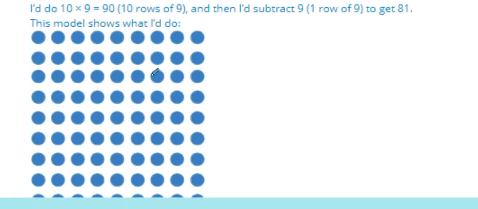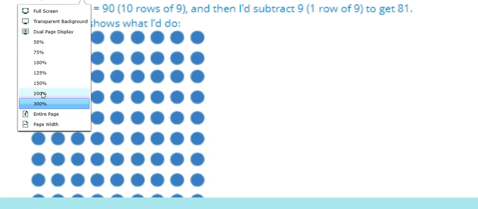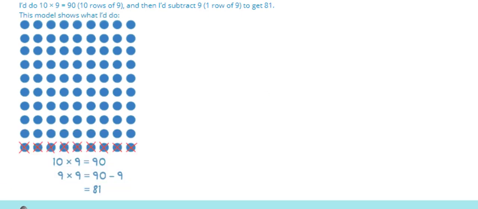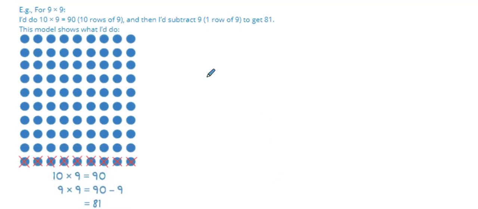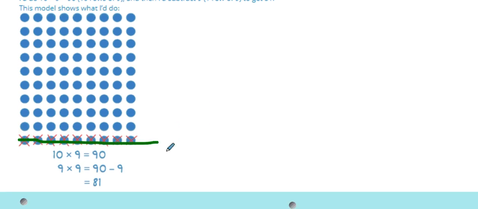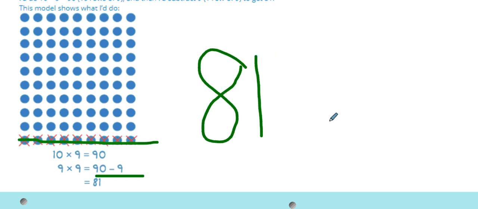Quickly, just let's look at this one. I think it's very similar to the one we did. So this person is saying for 9 times 9, they would do 10 times 9, 10 rows of 9, okay, because that's 90. Then they would just take one of the rows because you don't want 10 rows of 9, you only want 9. So they're taking off a whole row of 9. So they have 90, take away 9, which is 81.